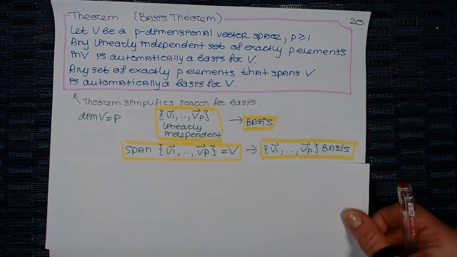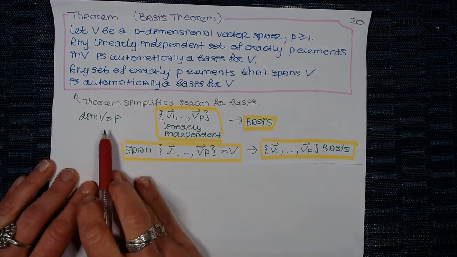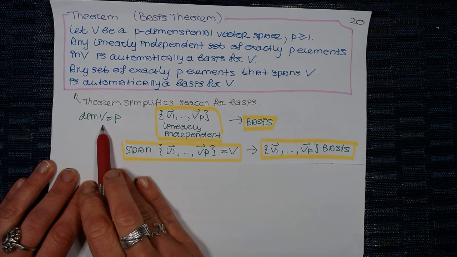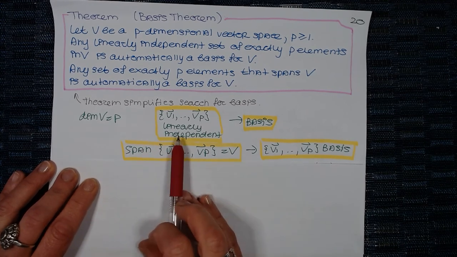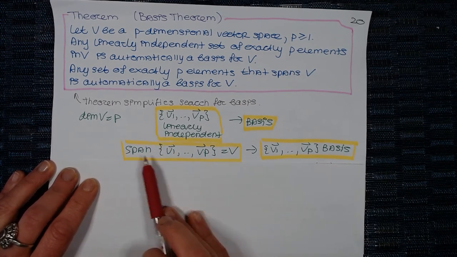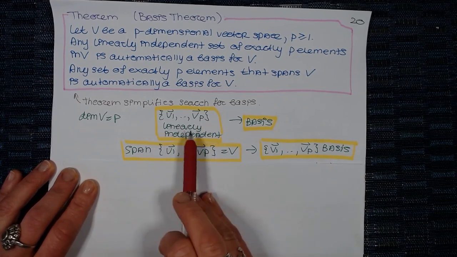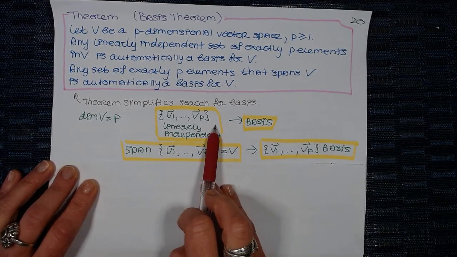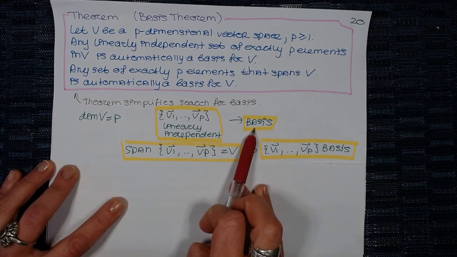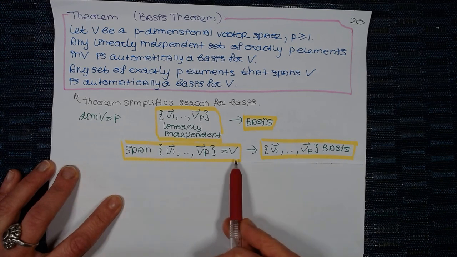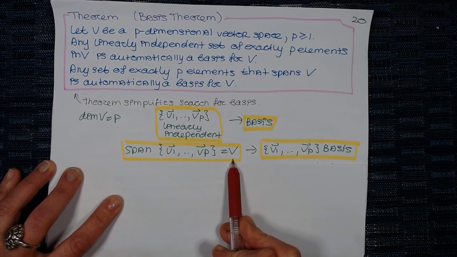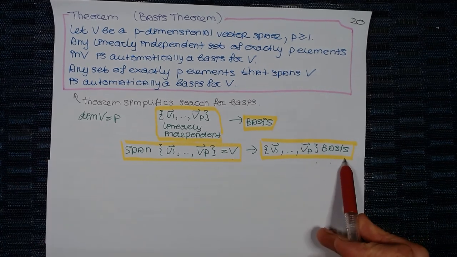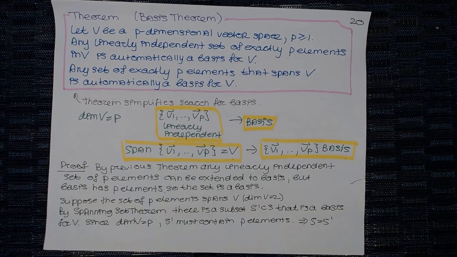Basically what it says is that when I have a p-dimensional vector space V, and I'm looking for my basis, I really just need to find p vectors that either are linearly independent or span V. If I have p linearly independent vectors, then automatically they will span my space and be a basis. Or if my p vectors span my vector space V, then you can show that they'll automatically also be linearly independent and therefore form a basis. We can prove this also, and it's basically a consequence of all the previous theorems we did today.